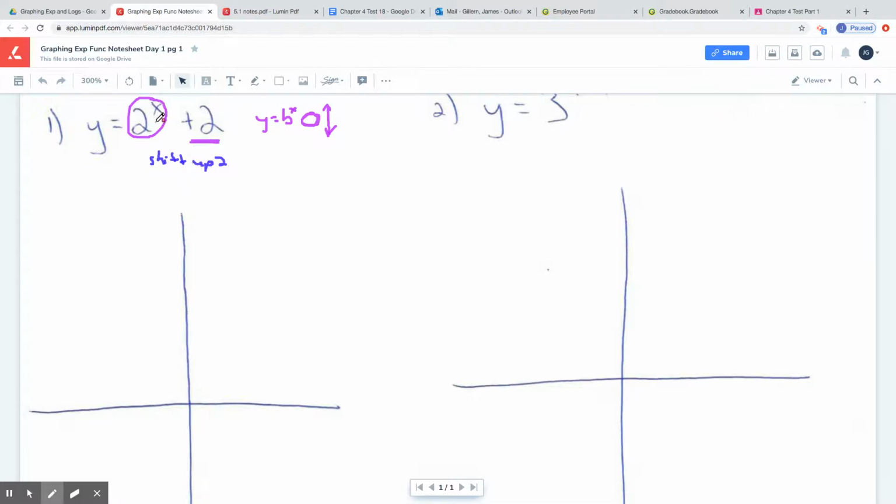Normally, if this wasn't here, we would have a point at 0, 1, and a point at 1, comma 2. If it was just y equals 2 to the x, that's what we would have, and we would have a horizontal asymptote there, and our graph would look like this. What we're going to do is shift everything up 2. Everything has to get moved up 2.